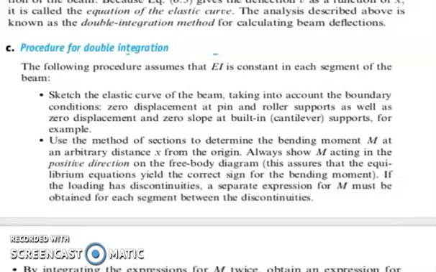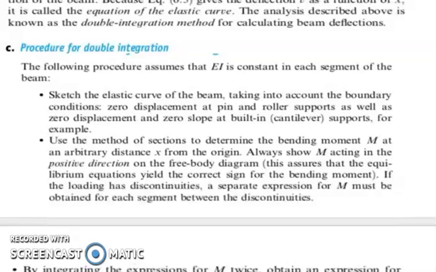Which means that the first procedure is to sketch the elastic curve of the beam that is due to the applied load on that particular beam. We have to set boundary conditions. If there is a pin or roller support, we have zero displacement. If it is a cantilever support, it will have zero displacement and zero slope.